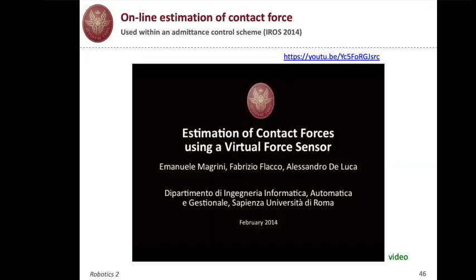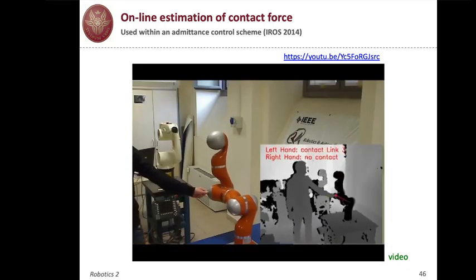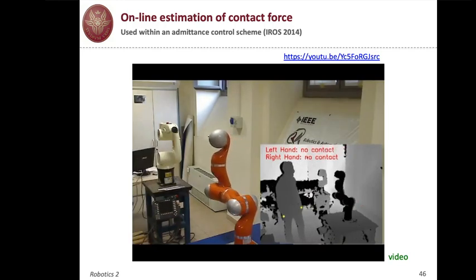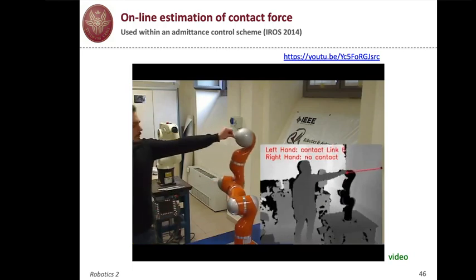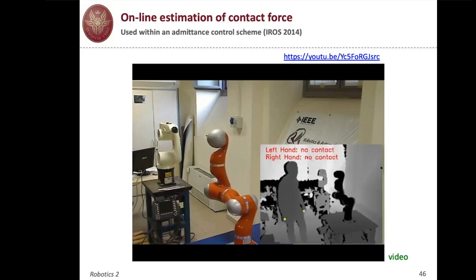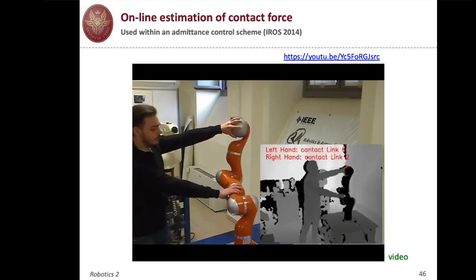And so putting everything together in this video presented in 2014 at the IROS conference, we can see the actual estimation represented by this red line, which is attached to the contact point. So we have detected the contact point, we use the residual and this pseudo-inverse, and we estimate a force both in direction and in orientation.